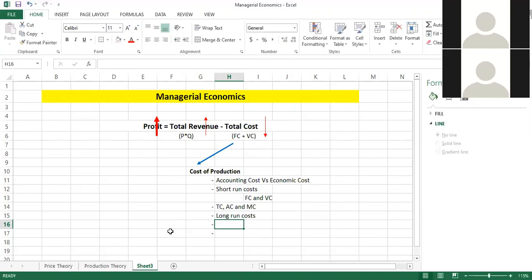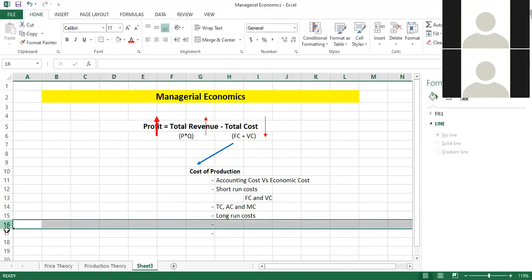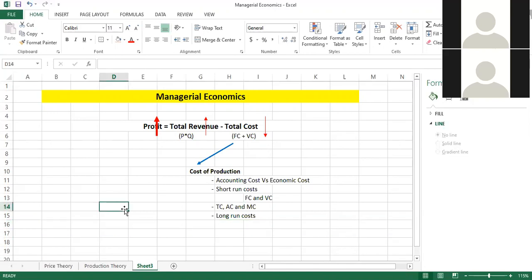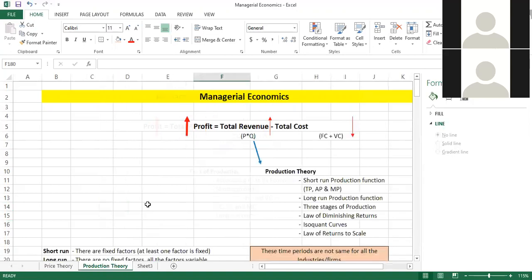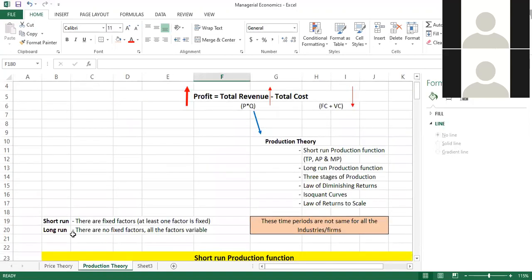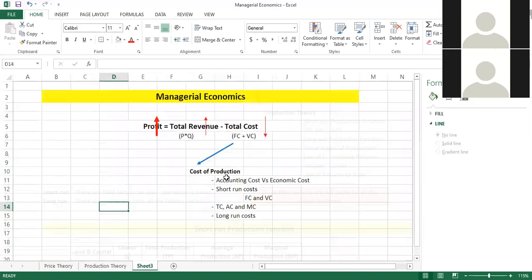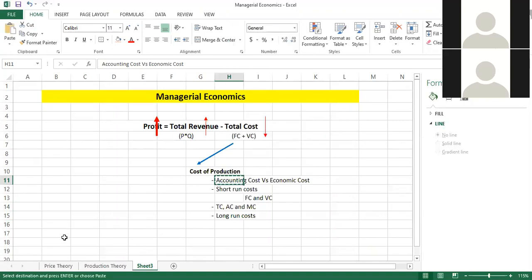Right. So these are the main factors we have to discuss under the cost of production. We need to analyze these points. First of all, what is the difference between accounting cost and economic cost? Because we know in accounts we talk about accounting cost and economic cost. There is a difference.